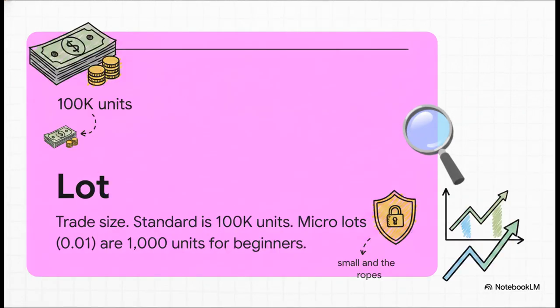Then we've got the lot. This is simply your trade size. While a standard lot is absolutely massive, we're talking 100,000 units of currency, it is super clear that beginners absolutely must stick to micro lots. That is a 0.01 lot size, representing just 1,000 units. Using micro lots keeps your risk incredibly small and safe while you're still just learning the ropes.